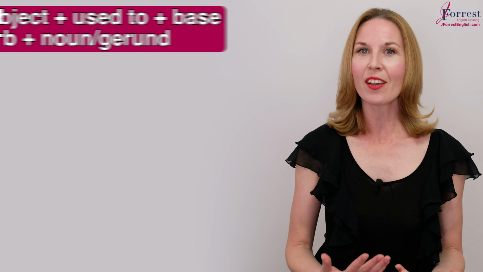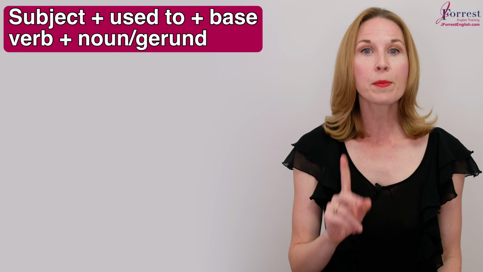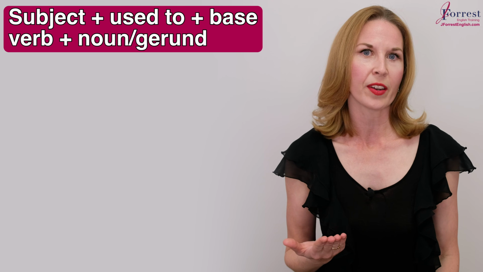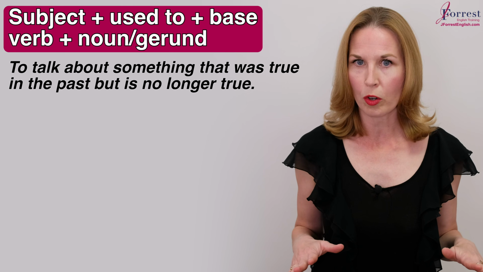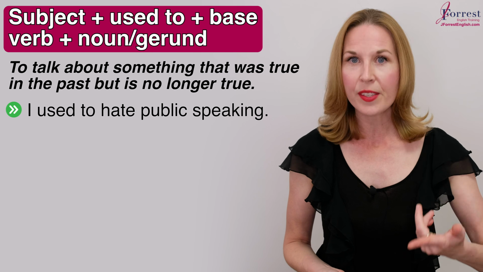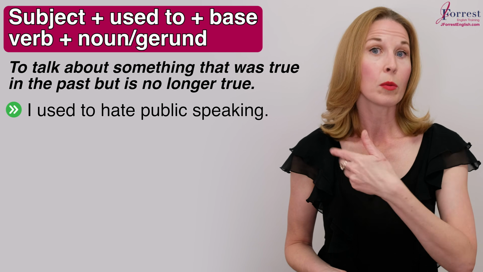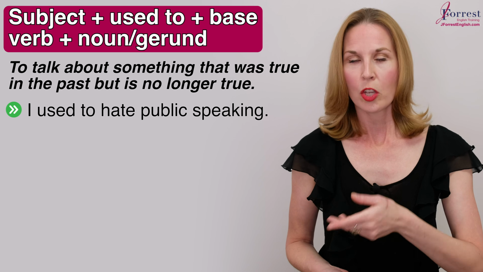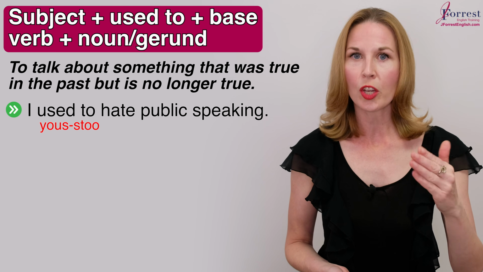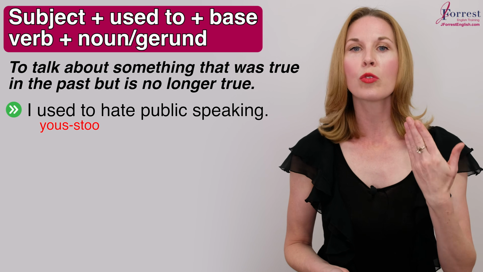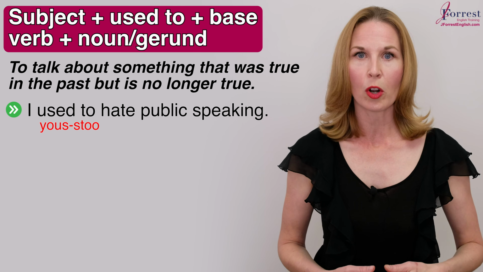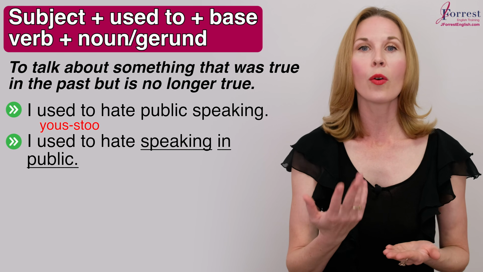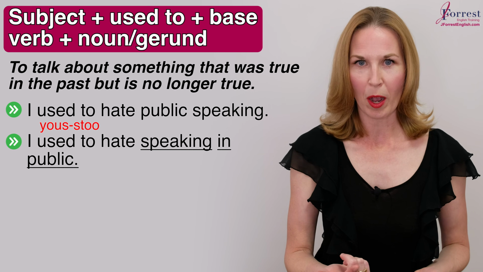Our next pattern, which will seem easy after that one, we have subject plus used to plus base verb plus noun or gerund. This is to talk about something that was true in the past, but is no longer true. You can say, I used to hate, and then a noun, public speaking. I used to hate that place. So notice used to, that pronunciation, used to. Remember, you can use a gerund verb. I used to hate, now an action, speaking in public.